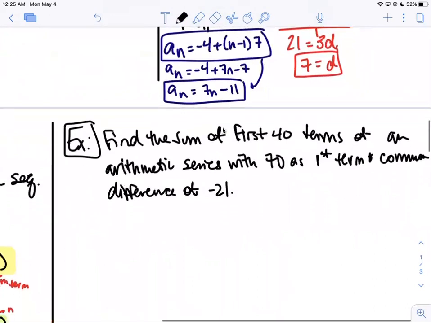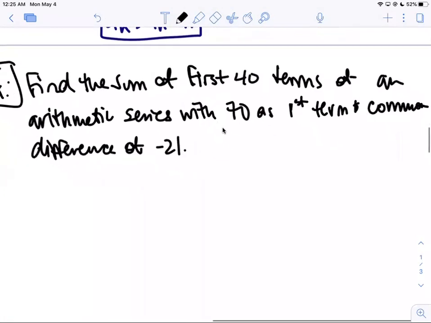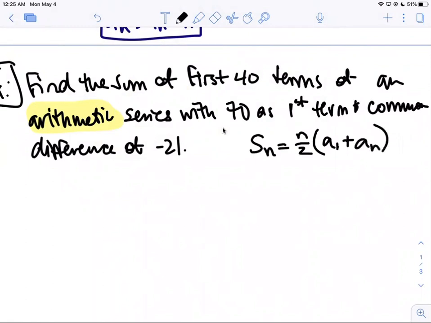Whew, those were long directions. Okay. I know those are long, but we're given plenty of information here and enough to solve. I am told, first off, that it's what kind of series? An arithmetic. So I'm using the formula S sub n equals n divided by 2 times a sub 1 plus a sub n. Okay, I'm going to use that formula. What part of that do I know?